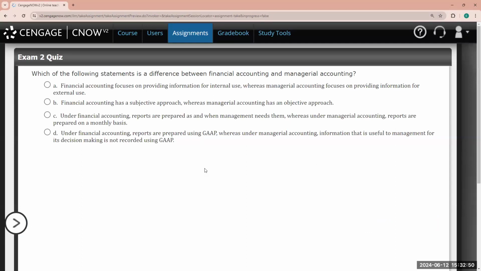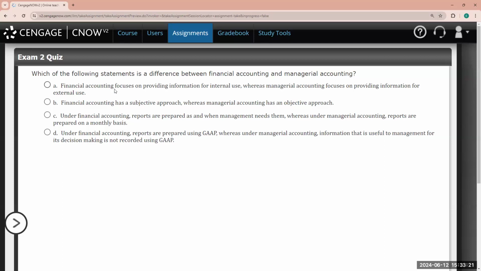And this brings us to our last question. Which of the following statements is a difference between financial accounting and managerial accounting? So as we discussed earlier, managerial accounting is not governed by GAAP. And the key reason is because managerial accounting is just putting together information for management to make decisions. So based on this information, we'll go through the answers.